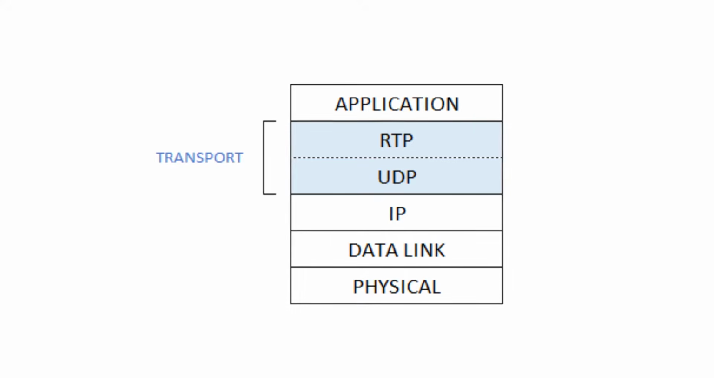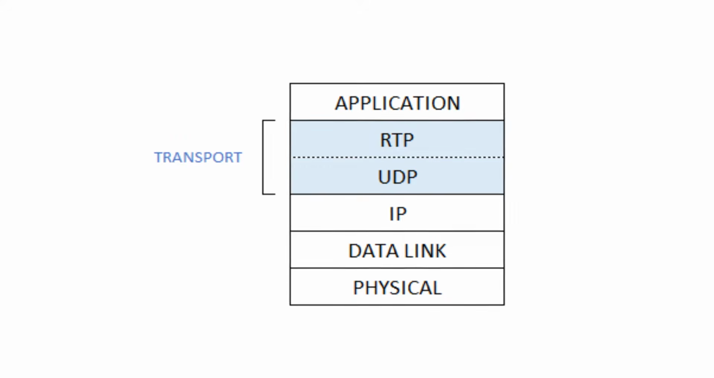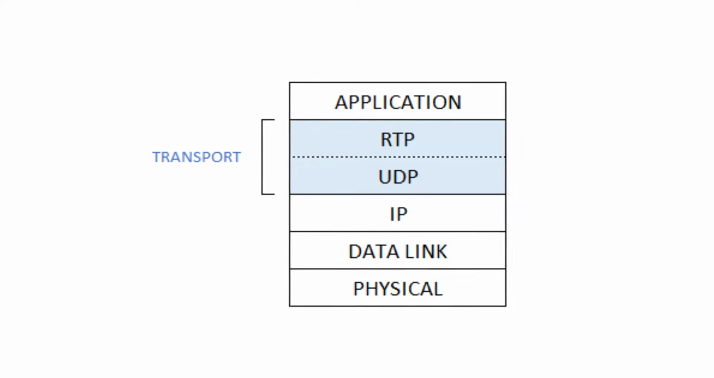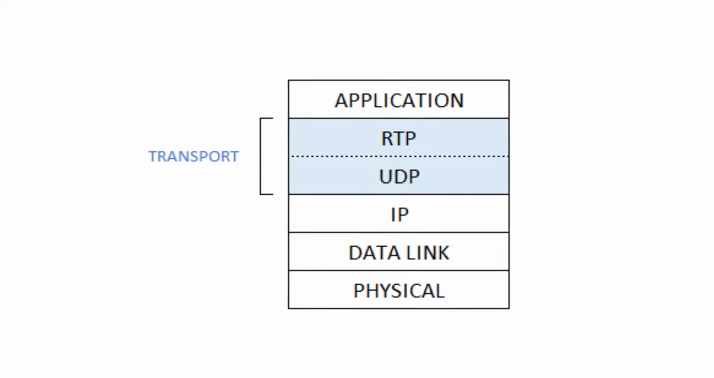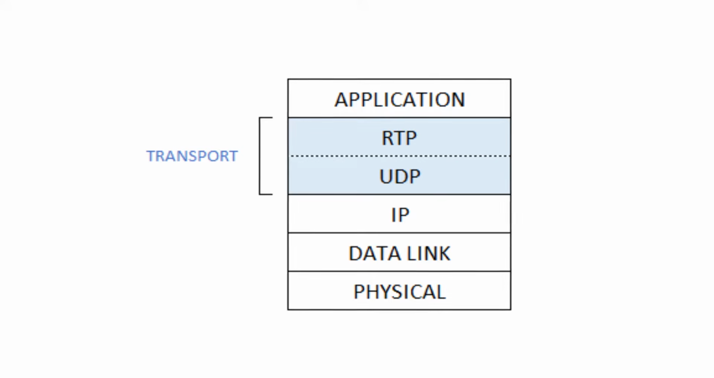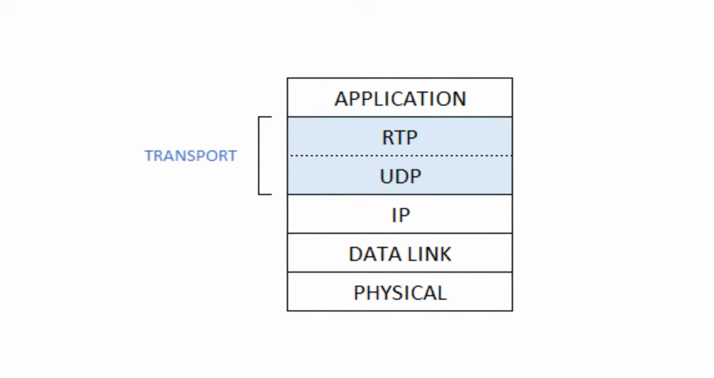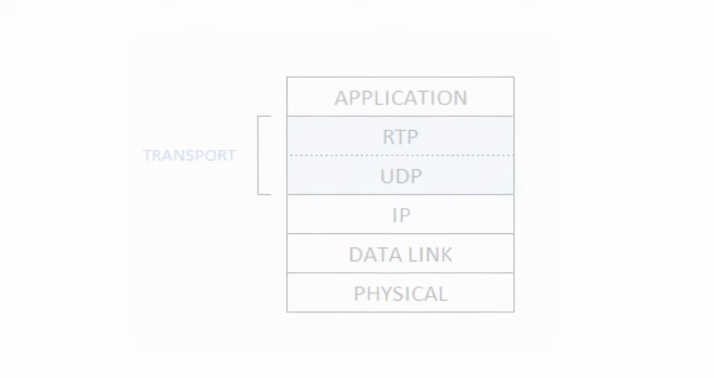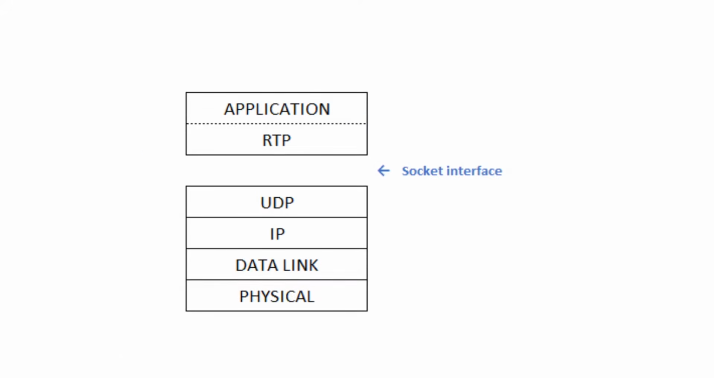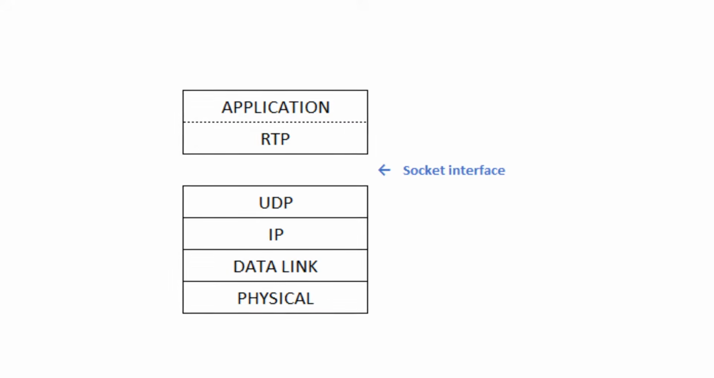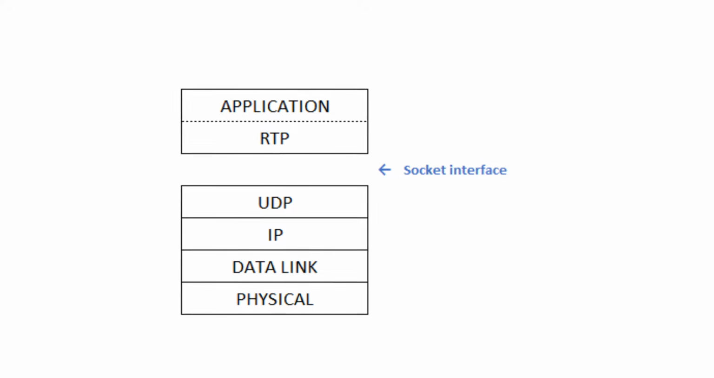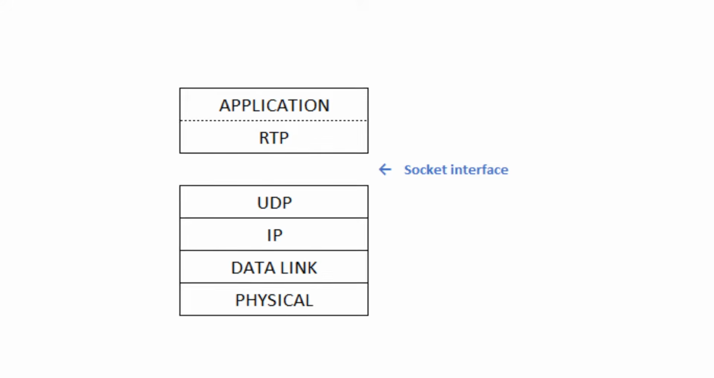Because RTP provides services, like timestamps or sequence numbers, to the multimedia application, RTP can be viewed as a sublayer of the transport layer. From the application developer's perspective, however, RTP is not part of the transport layer, but instead, part of the application layer. This is because the developer must integrate RTP into the application.